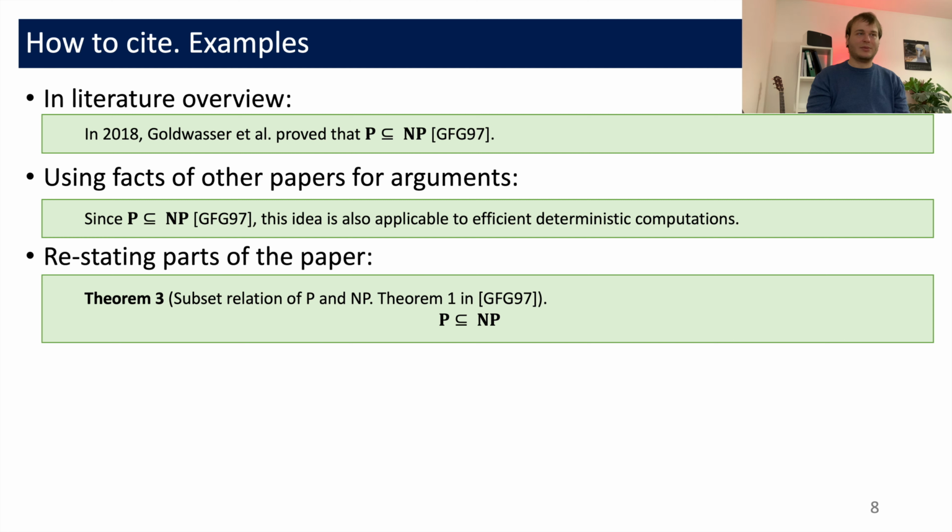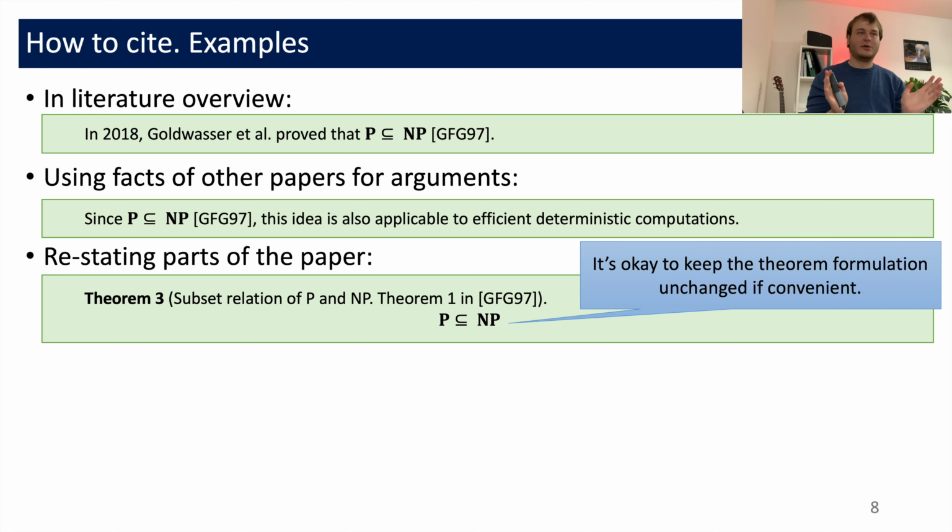If you're restating parts of the paper, like in this Theorem 3 that you have here, if this theorem is taken from some other paper, just reference the theorem in this paper, in the theorem name, I guess. And it's okay then to just keep the theorem formulation unchanged. So this is important to remember. It's not like you have to rephrase everything that you take from somewhere. If it's already perfectly phrased and this theorem is kind of hard to phrase differently, then it's fine to keep it unchanged.